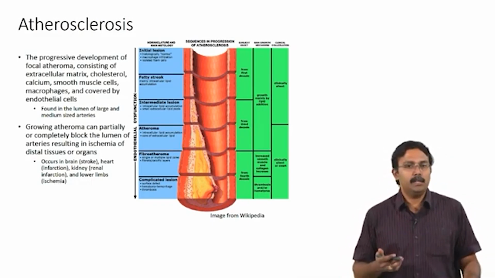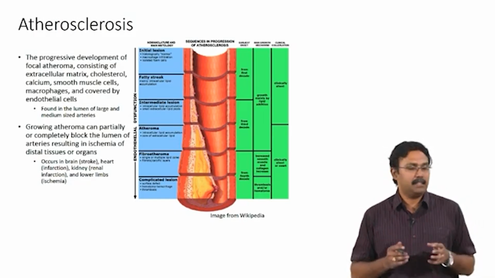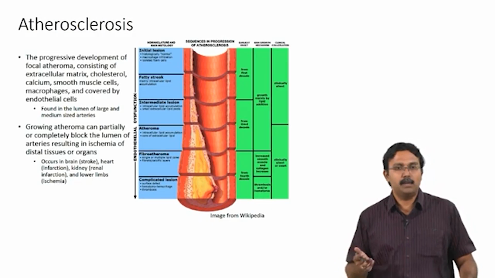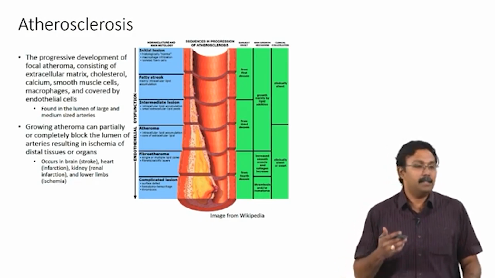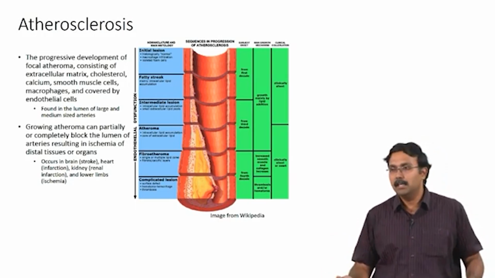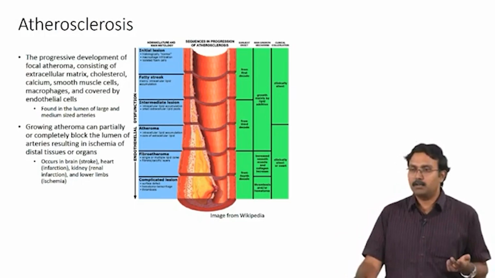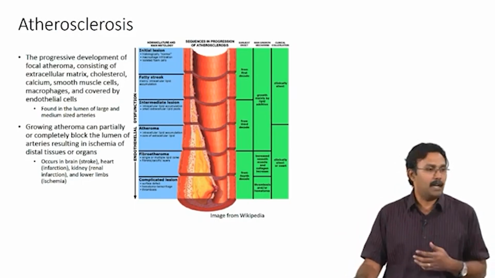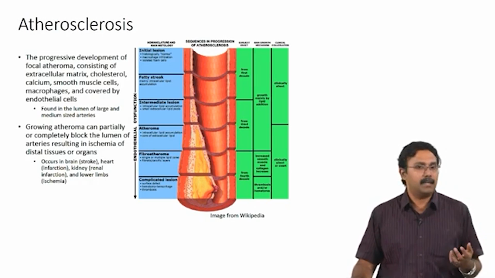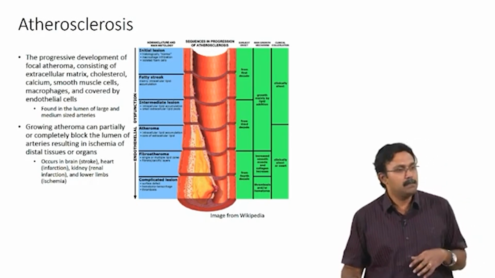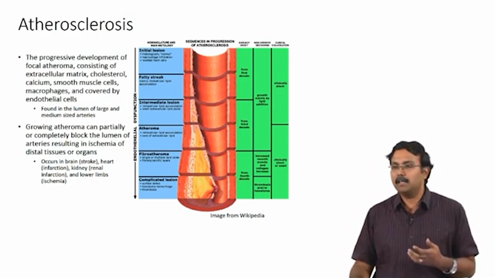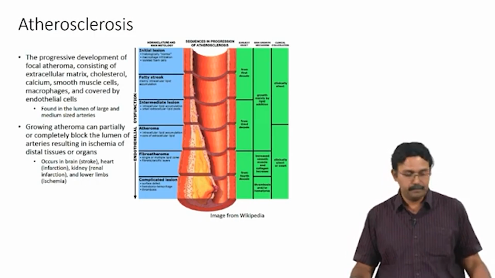So, the growing atheroma can partially or completely block this lumen, depending on how big it is and at what stage you are looking at. This can happen in different parts of your body, which can cause different kinds of complications. If you have it in your brain, you might end up with a stroke. If you have it in your heart, you end up with a myocardial infarction. If it is in the kidney, you might have renal infarction, and if you have it in the lower limbs, it can lead to ischemia. All of these can cause serious tissue damage and even loss of life.